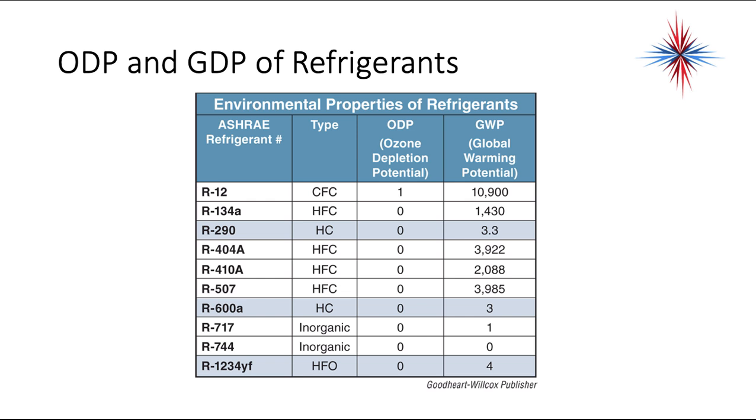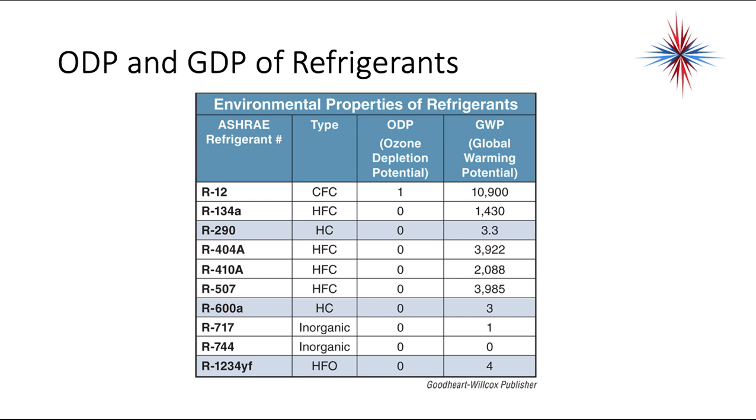Okay, if we look at R12, which is a CFC that's no longer in production, we have an ozone depletion potential of 1. That's because of the chlorine. The global warming potential was 10,900. Now, if we take a look at 134A, which is one of the newer refrigerants, it's an HFC. It doesn't have chlorine in it. It has a 0 ODP, that's ozone depletion potential, because chlorine was the primary problem. And it has a global warming potential of 1430.